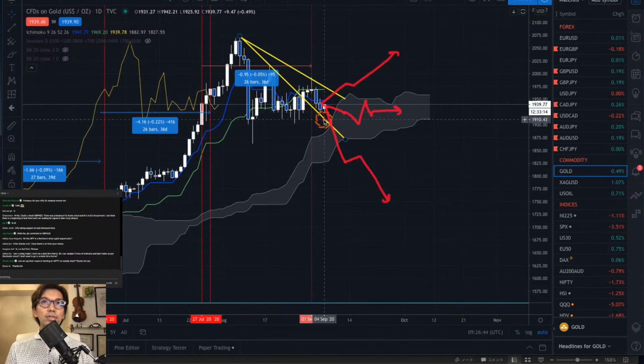So right now, Kumo flat, Kijun Sen flat, and Chikou span is breaking the candles downwards. So I don't think this is a decent up or down trend right now. It's just ranging, and it's hard to take trades right now.